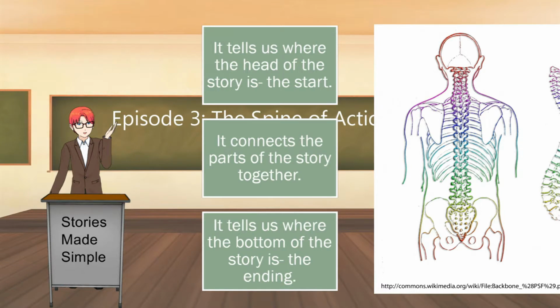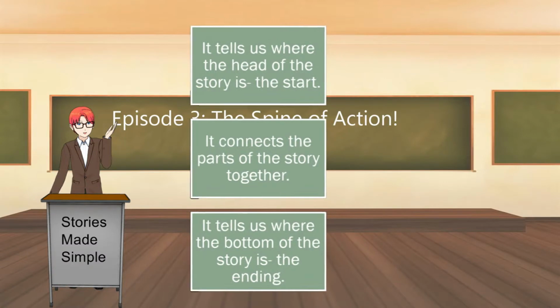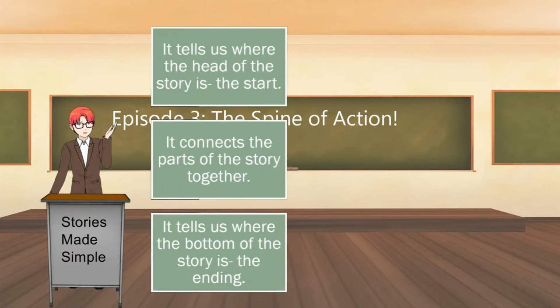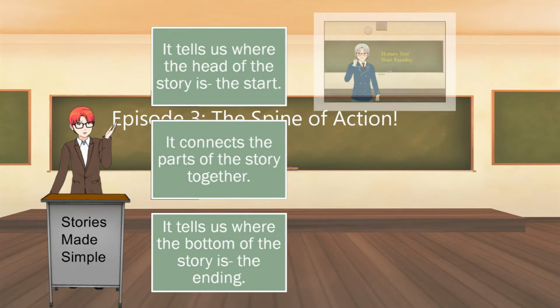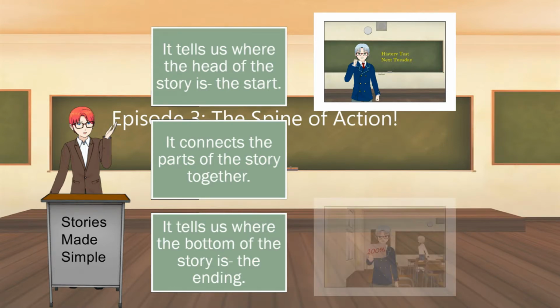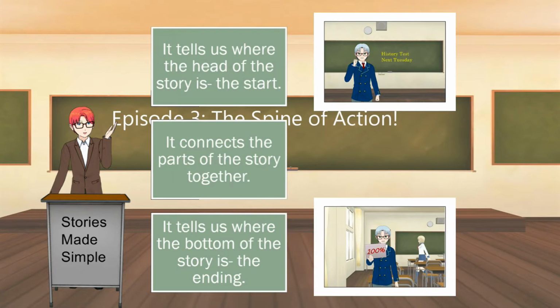You know, the ending. The story starts near where the spine of action begins, and the story ends where the spine of action finishes. And it makes sure that everything in between is all connected. Going back to our story from last episode, Tim wanted to get a high score on his history test. So that became the spine of action for that story. The story then started when the teacher assigned the test and Tim decided to try for that high score. And the story finished when Tim got his score.